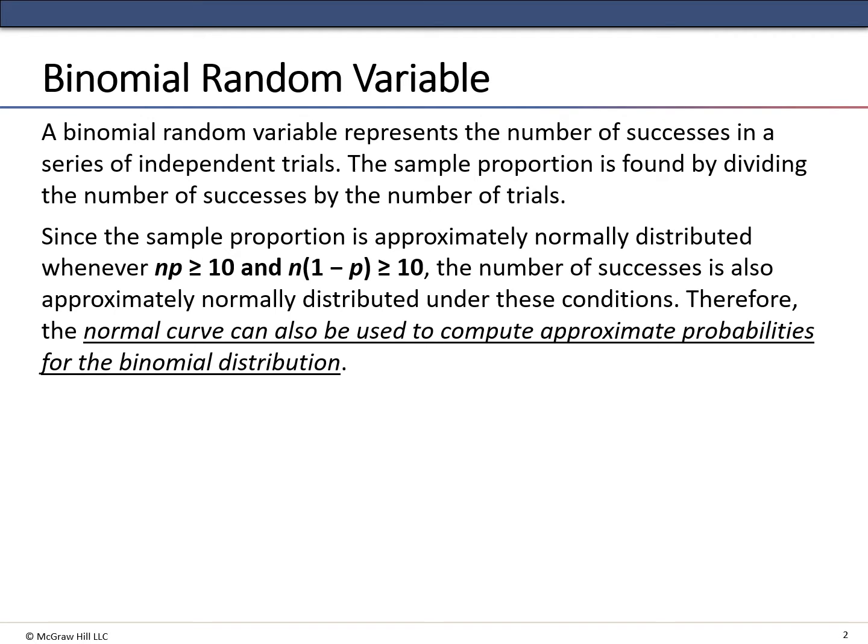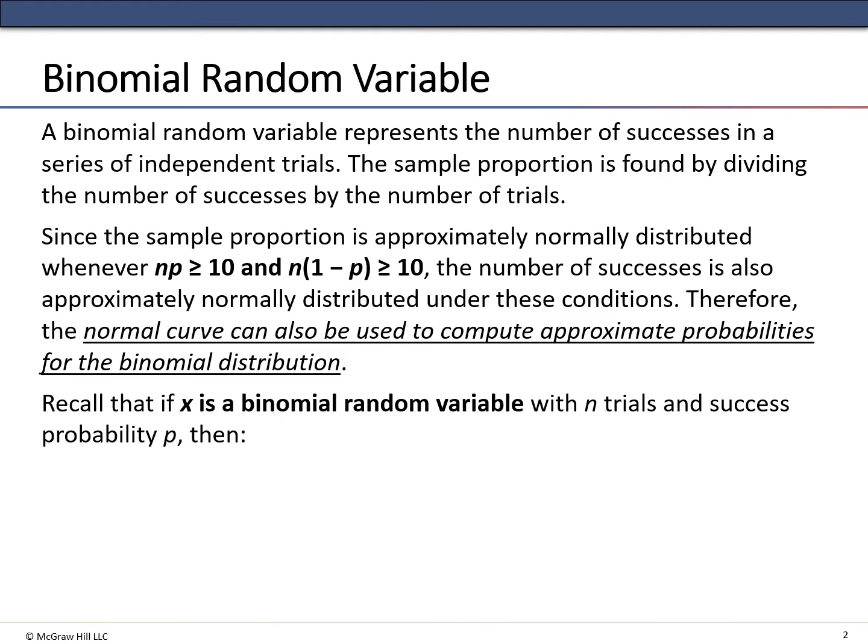Since the sample proportion is approximately normally distributed, whenever the sample size n times the population proportion is greater than or equal to 10, and the sample size times 1 minus the proportion is greater than or equal to 10, the number of successes is also approximately normally distributed under these conditions. That's the bell-shaped curve, remember. Therefore, the normal curve can also be used to compute approximate probabilities for the binomial distribution.